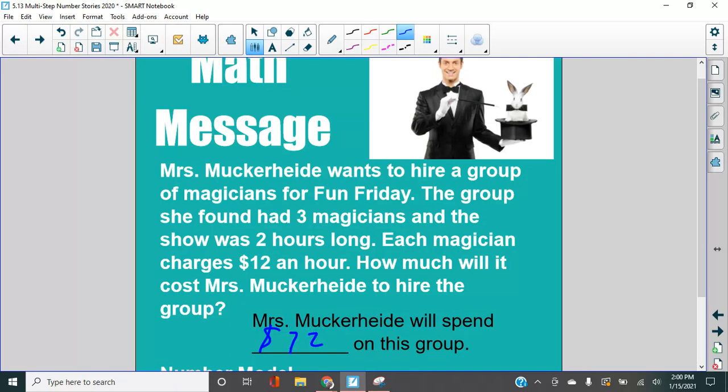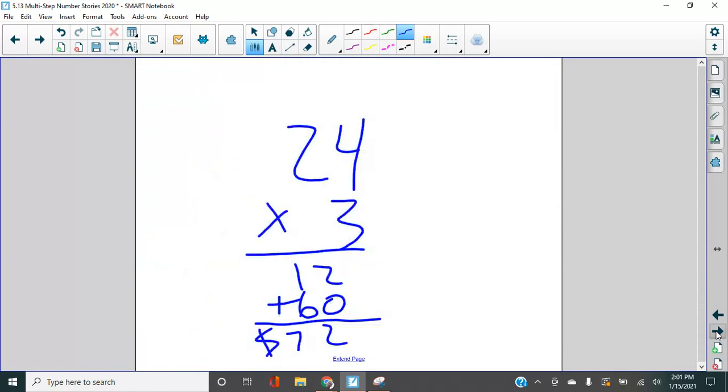Okay, once you do that, you're checking to see if it really fits here, right? And then you're just kind of using your common sense. If you got an answer like 9, if you said Mrs. Muckerhide will spend $9 on this group, that wouldn't make any sense because each musician charged $12 an hour. If you got an answer like 6,892, well, that's way too big. That's unreasonable, right? So we think about our own background knowledge as we work on these problems as well.